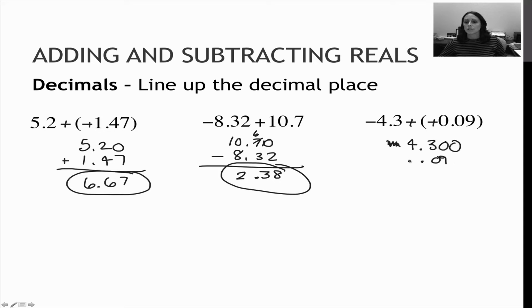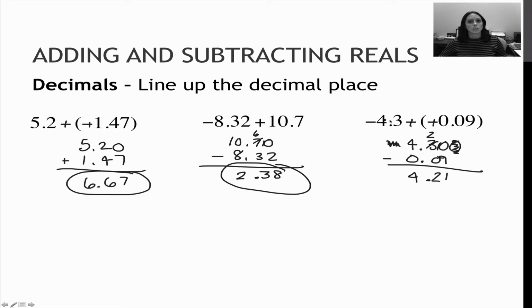Oh, didn't need that extra 0. That's okay. And now I'm going to subtract these, and then at the end I'll go back and look at my signs. So forget about this one. 0 minus 9 doesn't work, so I'm borrowing. 10 minus 9 is 1. 2 minus 0 is 0. 4 minus 0 is 4.